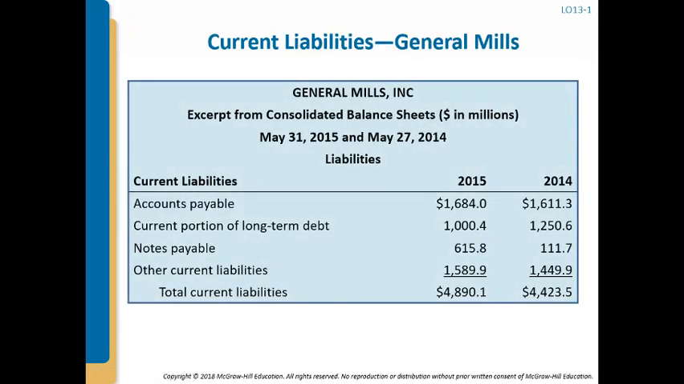So here's an example of the presentation in the balance sheet by General Mills. Notice you've got accounts payable on top. That's usually the first item in any balance sheet you'll see. Notice here the second item, current portion of long-term debt. Now, long-term debt is long-term debt and normally would not be a part of current liabilities.